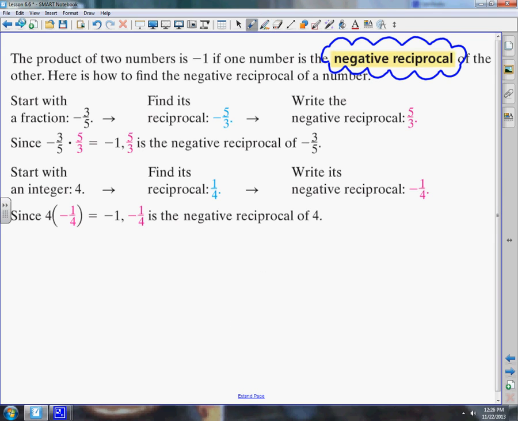So if I have a slope of 3 and I ask you to write the negative reciprocal, it would be negative 1/3. You're going to make it into a fraction and then make it a negative. They show you an example here. Start with a fraction, negative 3/5. Find its reciprocal, negative 5/3, and then write the negative of it, which would make it a positive 5/3. So there's the whole process, 3 steps. Start with what you have, flip it around, and then make it the opposite, negative or positive.